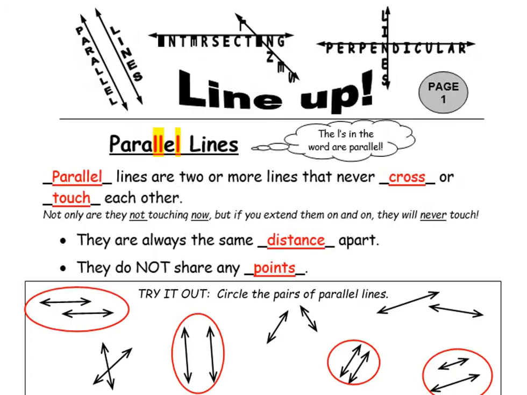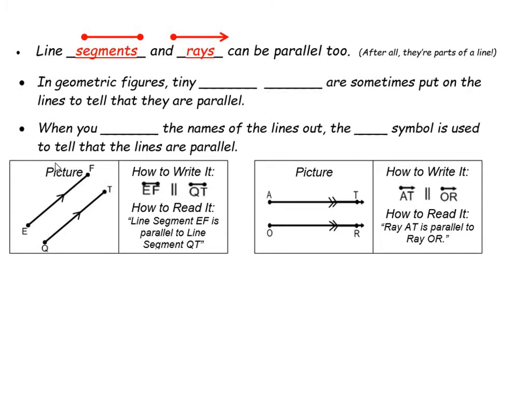Now, when we look at parallel lines, sorry, let me try that again. There we go. I just want to point out that line segments and rays can also be parallel as well. If you remember, line segments are parts of a line that have two endpoints, and rays are parts of a line that have one endpoint and extend infinitely in one direction. So since segments and rays are parts of lines, that means that they can also be parallel to each other as well. Like down below here, we have an example of two parallel line segments with endpoints, and this is two parallel rays with one endpoint and one arrow.